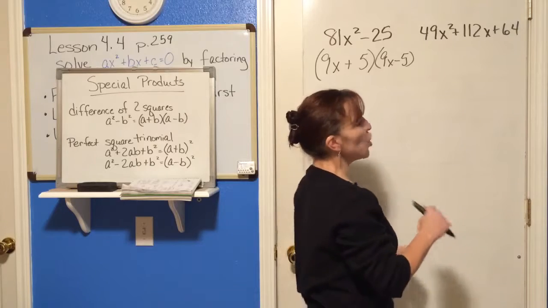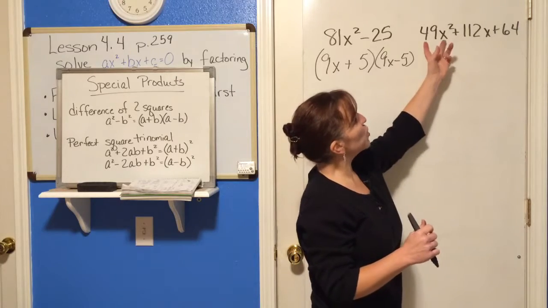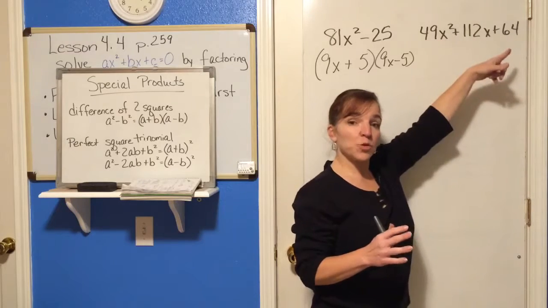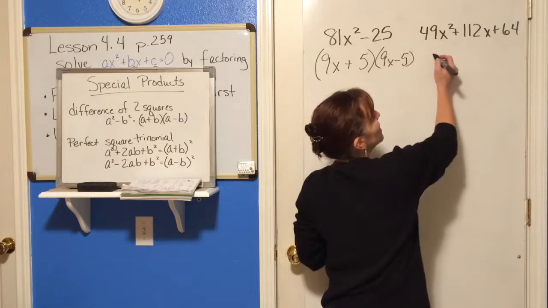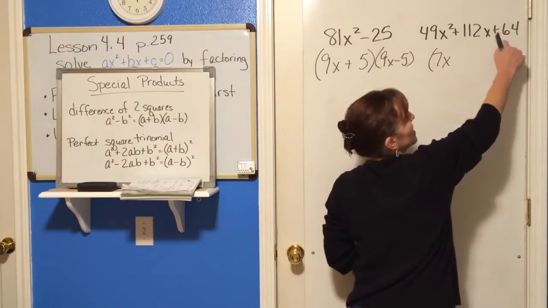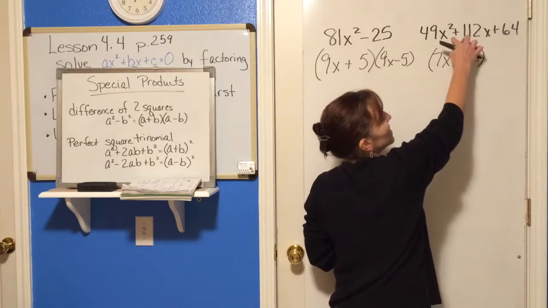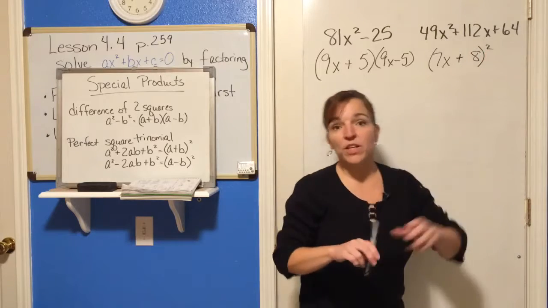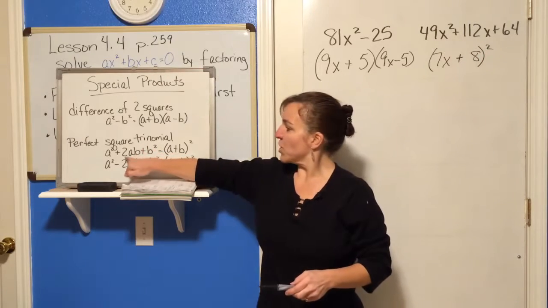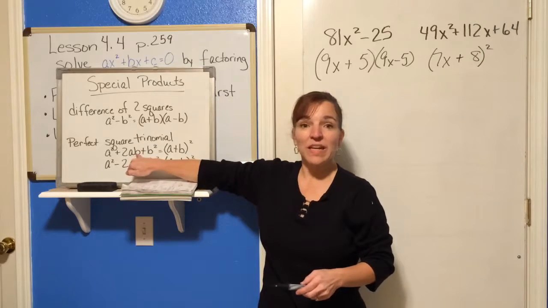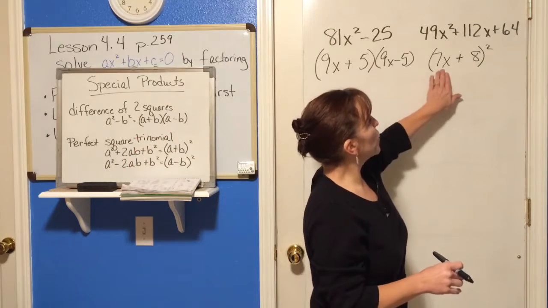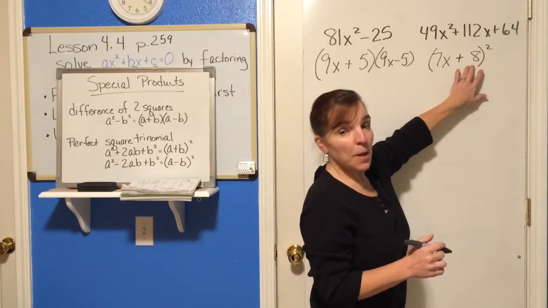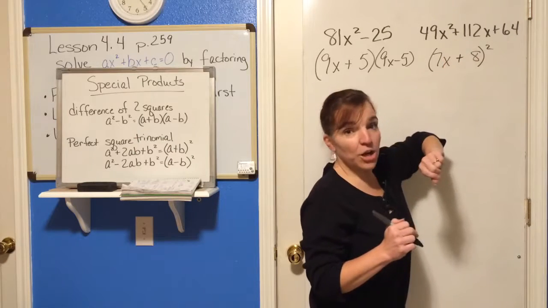Same thing here, or not the exact same thing, but you do have a perfect square because 49 is a perfect square and 64 is a perfect square. So if your first and last terms are perfect squares, check them. Square root of 49 is 7, so 7x. Square root of 64 is 8. And this is a positive term, so put a positive in between and then check your middle term. Because remember, the middle term is 2 times a times b. So we're going to take the two parts of our binomial, 7x, and multiply it by 8. 7 times 8 is 56. And 2 of those is indeed 112.